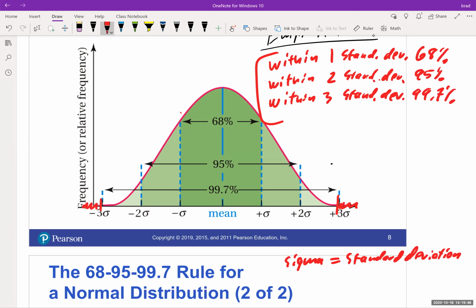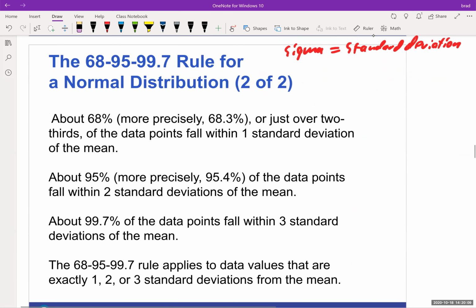So if somebody asks you, is it possible that you score more than 3 standard deviations above the mean on your test? The likelihood of you doing that is 0.15%, half of the little bit of area that's left over on the side. There's very little over on this side, almost nothing, almost 0%.